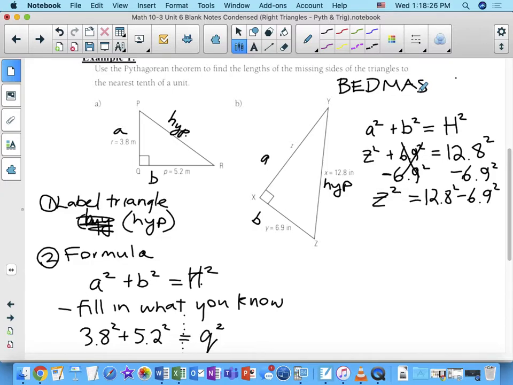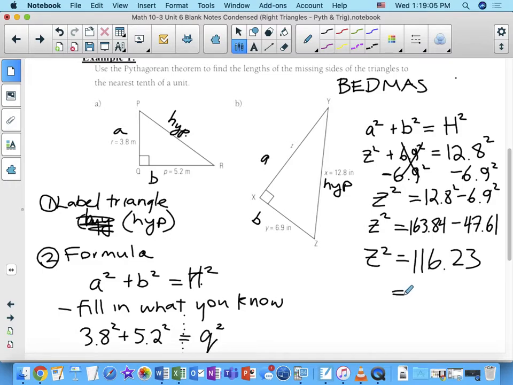Okay? So what is 12? Well, okay, so there's two things you could do here. First, what's 12.8 squared? What is 12.8 squared? 163.84 minus, what's 6.9 squared? 47.61, okay? And then when you subtract that, what do you get? 116.23.